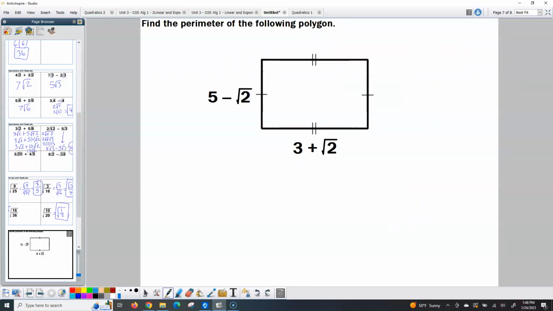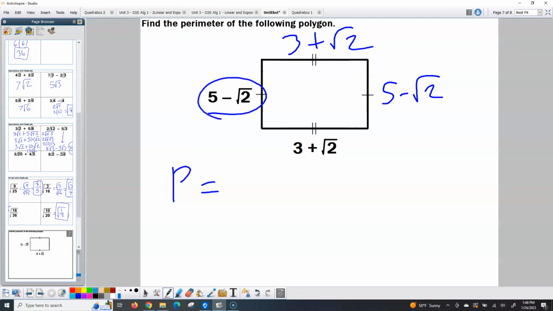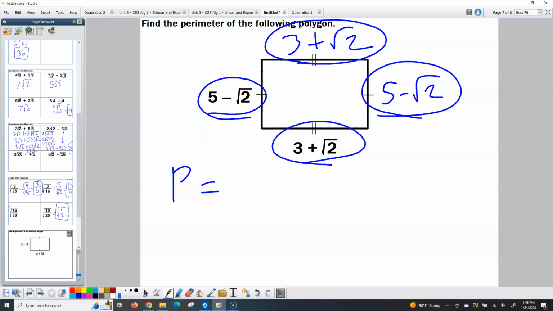If I'm finding the perimeter of a rectangle like this, then I need to add up all the sides. You just need to recognize that, on a rectangle, opposite sides are congruent. So that's 5 minus square root of 2, and this would be 3 plus the square root of 2. And for perimeter, you would just add up all the sides. So I'd have that plus that plus that plus that. Combining my like terms, I got 5 plus 3 plus 5 plus 3. That would be 16.